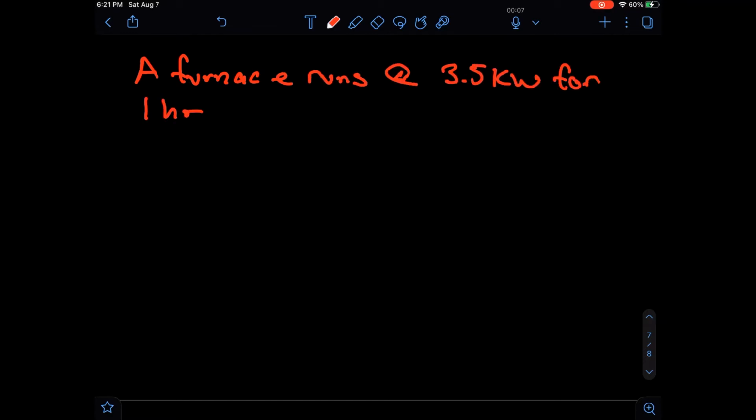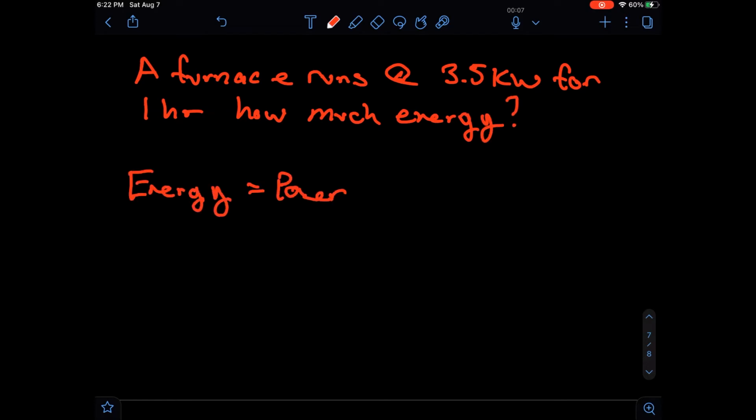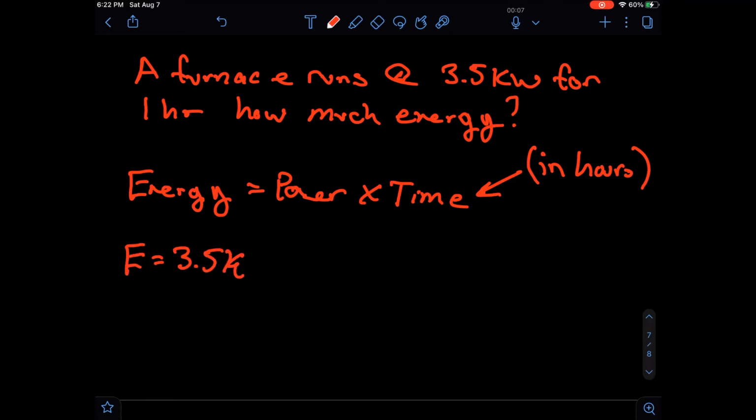So let's say I have a furnace that runs at 3.5 kilowatts for 1 hour. I multiply the two together, right? And that gives me power times time. And time is always in hours. So 3.5 kilowatts times 1 hour is 3.5 kilowatt hours.